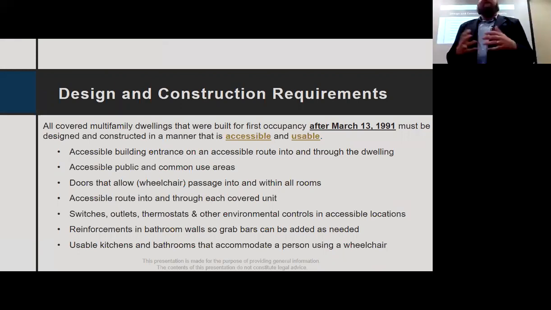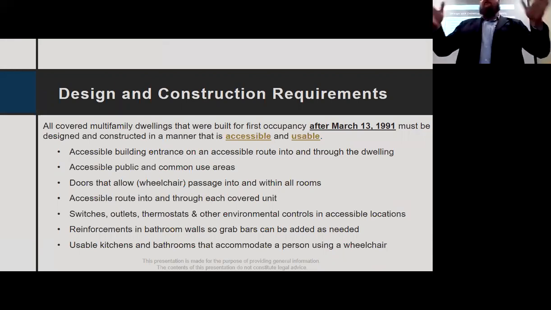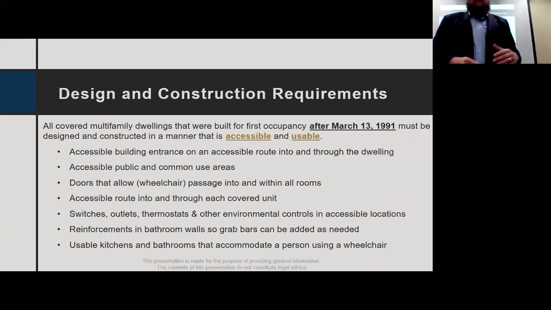And anybody that's done any construction knows that if you put a building in, depending on size, you have to have one handicap parking spot or two handicap parking spots and ramps, and you have to have bathrooms for different folks. There's all sorts of requirements that come with that. So this list is just a short list, a quick look list. I mean, even down to switches and outlets that are in accessible locations. So you can't put your light switches 12 feet up in the air.